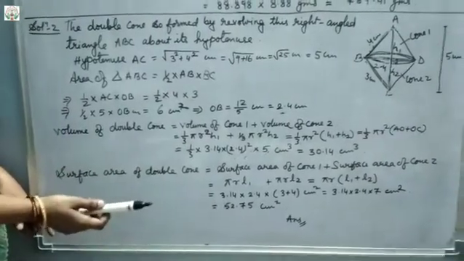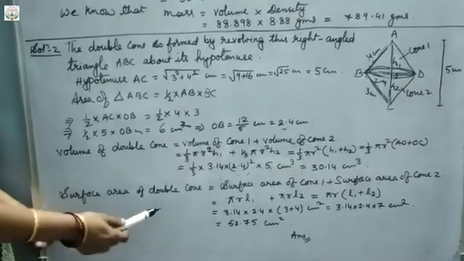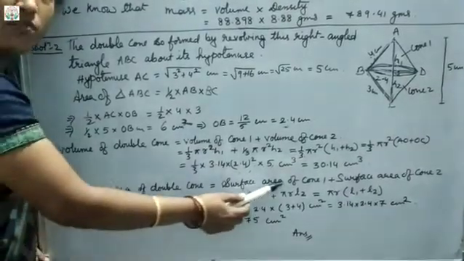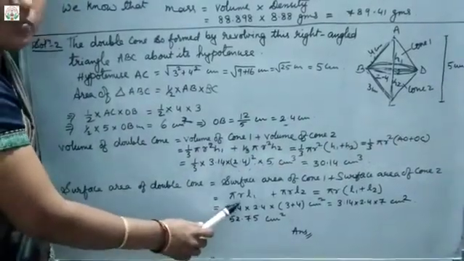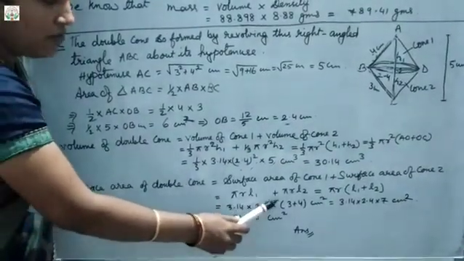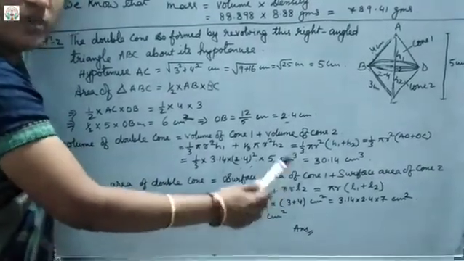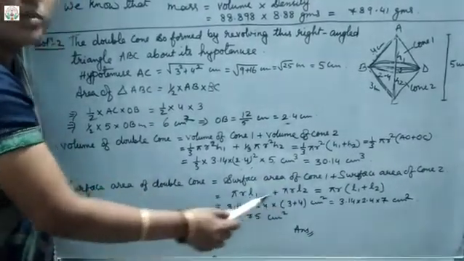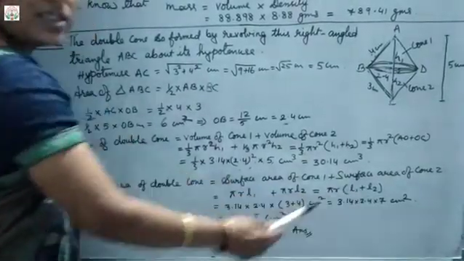Now surface area of the double cone we have to find. Second part of the question is to find the surface area of the double cone. So that will be surface area of cone 1 plus surface area of cone 2. Same way, that is pi r L1 plus pi r L2. Now pi r is common in both, so that is taken out. Pi r within bracket L1 plus L2.